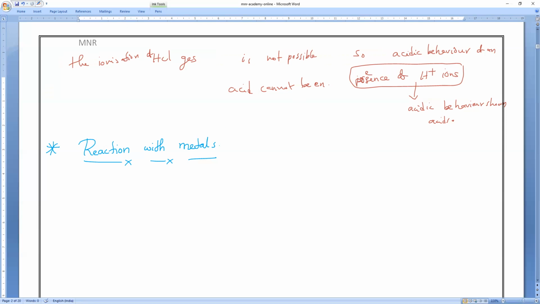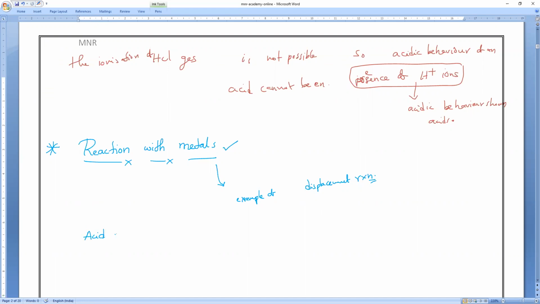So that is why we say that reaction with the metals is an example of what type of chemical reaction? Displacement reaction. Clear, everyone? In this reaction, the metal displaces the hydrogen gas from the acids. The acids must be in what state, liquid, gaseous, or aqueous? They must be in aqueous state. That is what you have to remember.